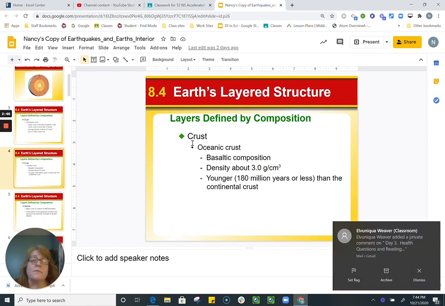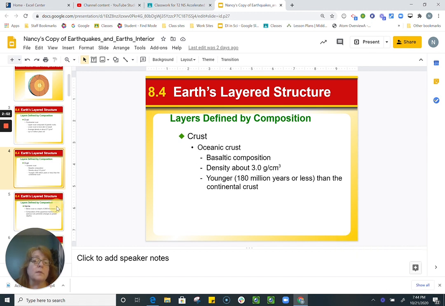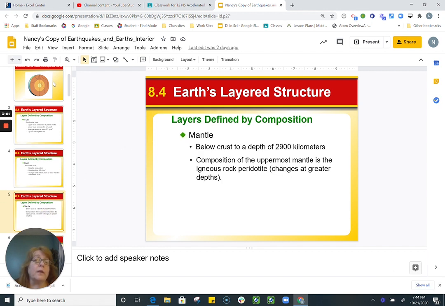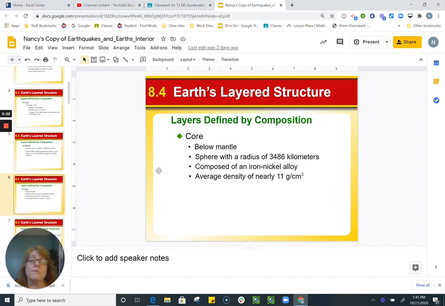So the crust can be divided into oceanic crust, which is more of a type of a basalt rock. And then the other type of crust, as I mentioned, was the continental crust. Then the next big layer here is the mantle. The composition of most of the uppermost mantle, or the outermost layer of the mantle, is an igneous rock called peridotite. Then we have the core, which is the central part of the Earth, and it tends to be made of an iron-nickel alloy.